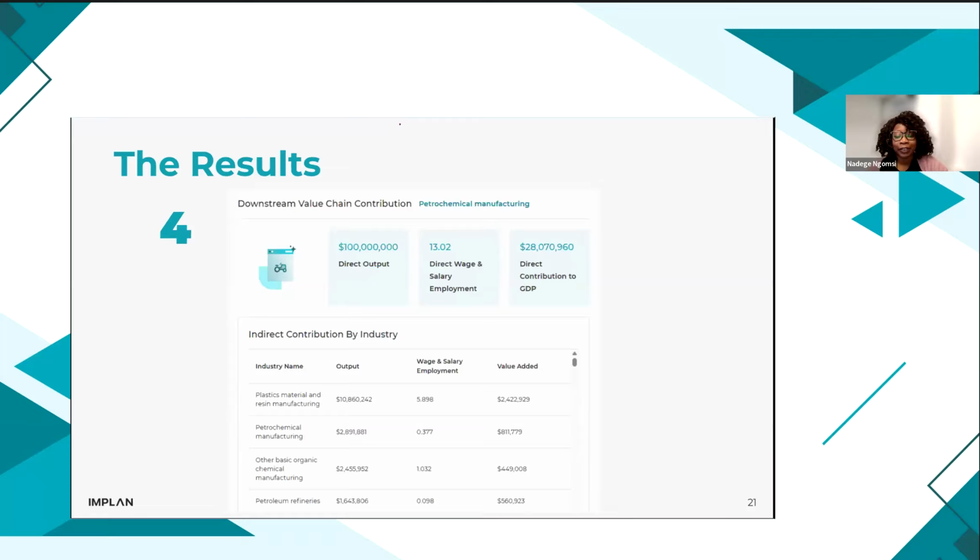But again, because this is IMPLAN's first iteration, we're hoping that further models we are able to do that. But for right now, no.